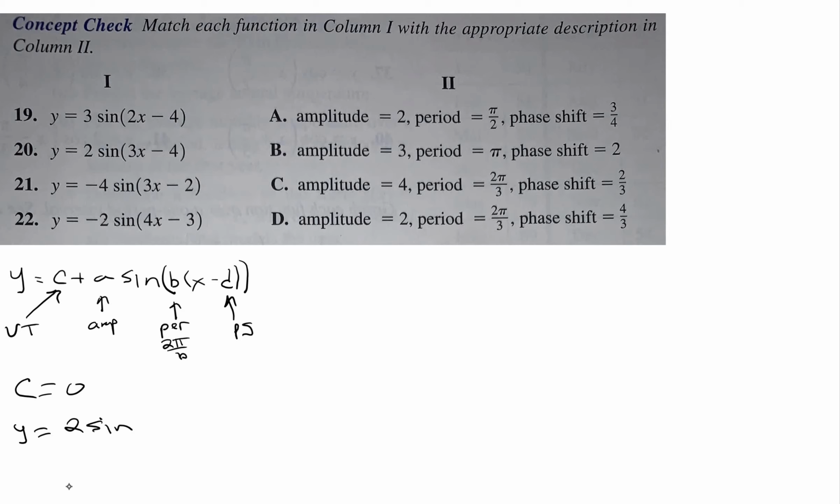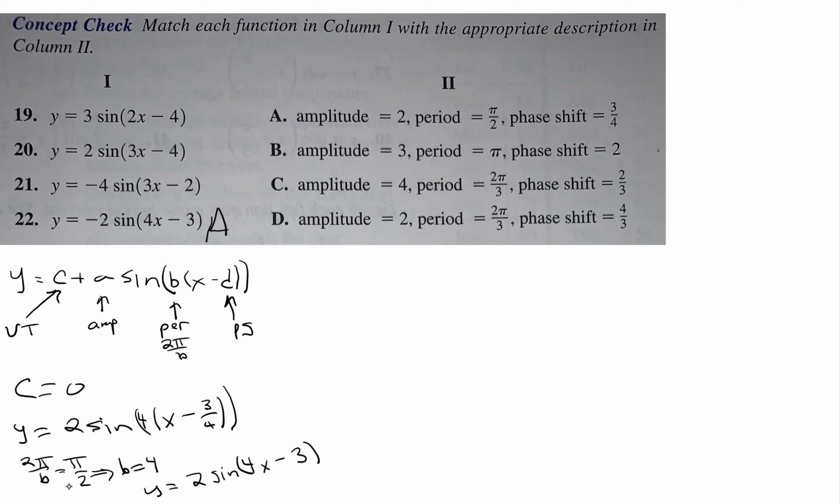Period is pi over 2. Now remember, we need to find B, so 2 pi over B is equal to pi over 2. We solve that and we get B is 4. So we get 4, then we got x minus 3/4. So if we simplify that, we get y equal to 2 sine 4x minus 3, which is 22. So 22 is A.